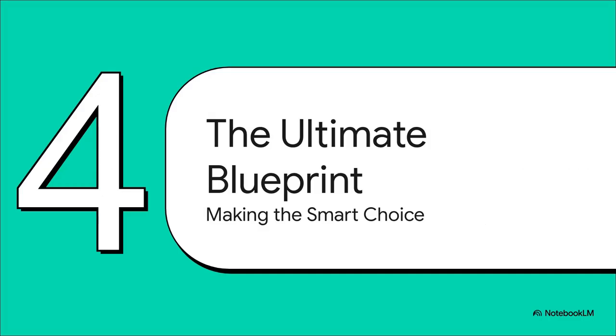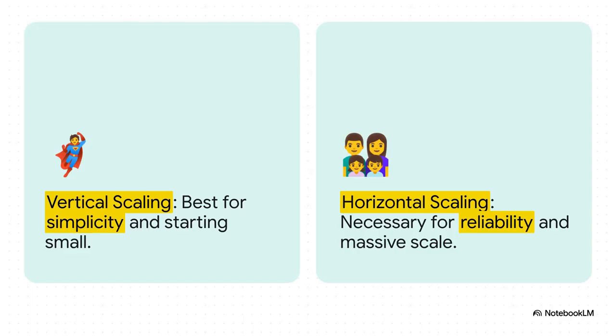Okay, so we have Superman, pretty simple, but it has a hard limit. And we have the Army, super powerful, but way more complex. So which one is the right choice? Let's look at the ultimate blueprint. Here's the simple breakdown. Vertical scaling, our Superman, is awesome when you're just starting out and you need things to be simple. But to get to that massive global scale where you absolutely cannot afford any downtime, you have to use horizontal scaling. You need that army.